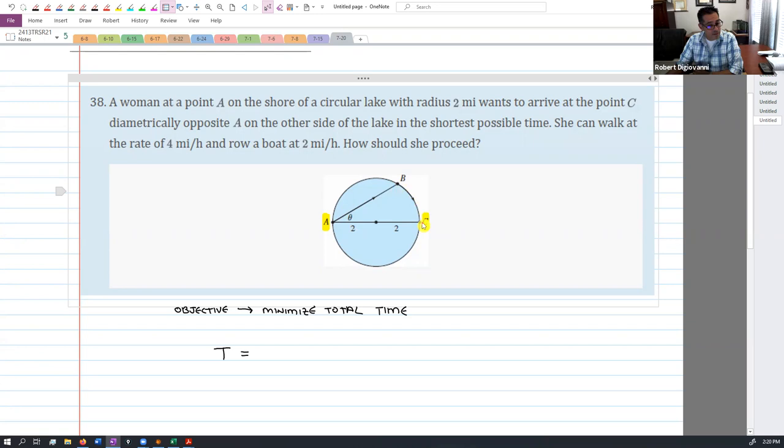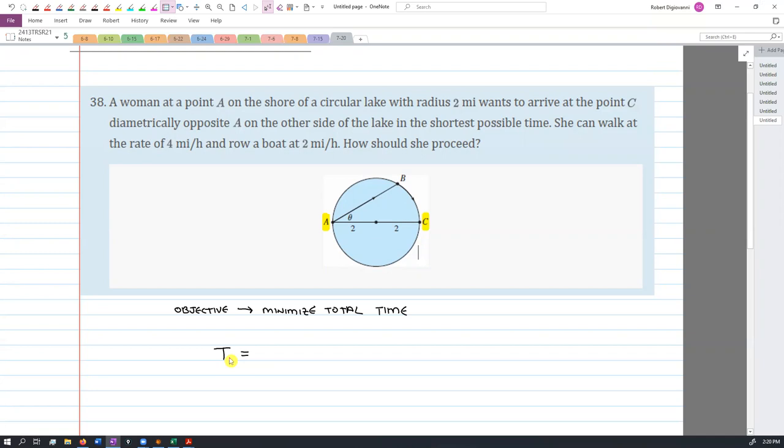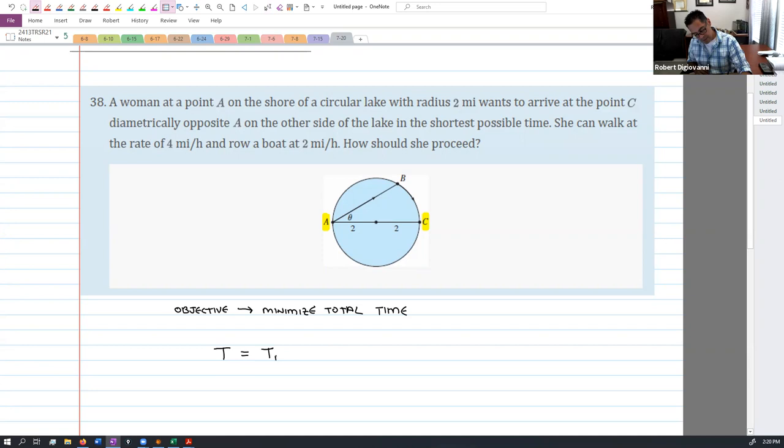So the total time should be broken into two pieces, right, Samuel? What are the two pieces? The time it takes her to walking and rowing. Okay, so I'm going to do it this way. The time it takes her to row plus the time it takes her to walk. Agreed? Yes. That'll be her total time. Her rowing time plus her walking time.